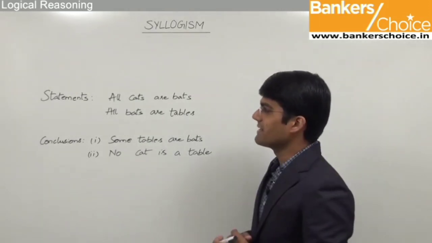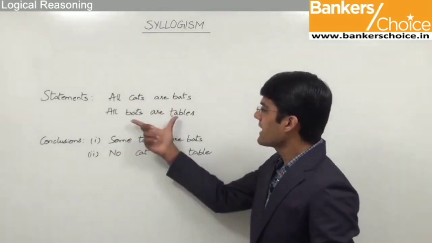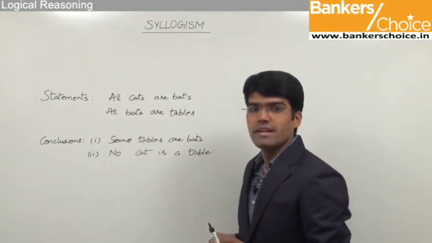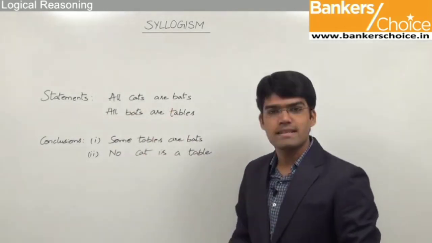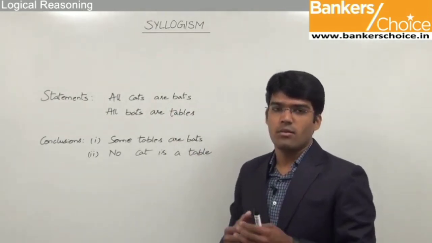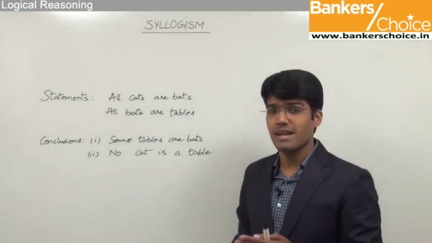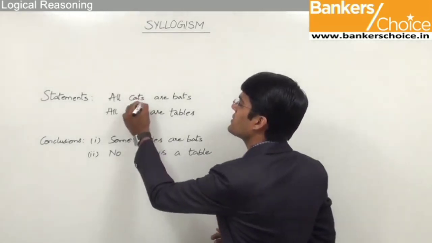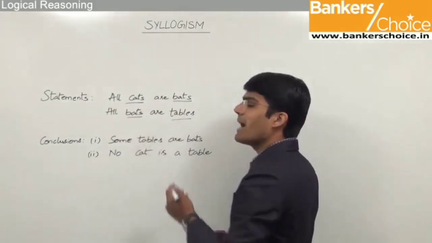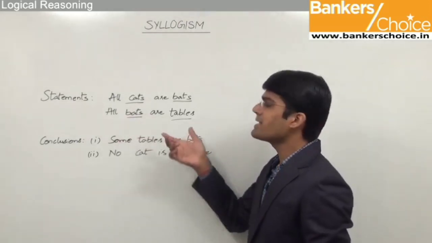Let us look at the given statements here. The first statement is all cats are bats, and the second statement is all bats are tables. So as you can see here, there are two statements. As I've already told you, the statements may vary from the commonly known facts. For example, in real life, there is no relationship between a cat and a bat. And similarly, there is no relationship between a bat and a table. But the statement says all cats are bats and all bats are tables.